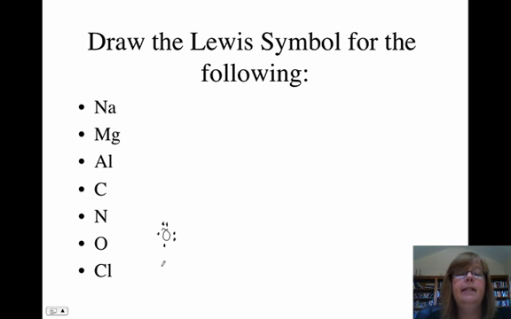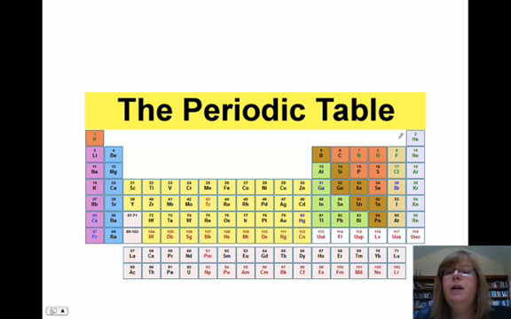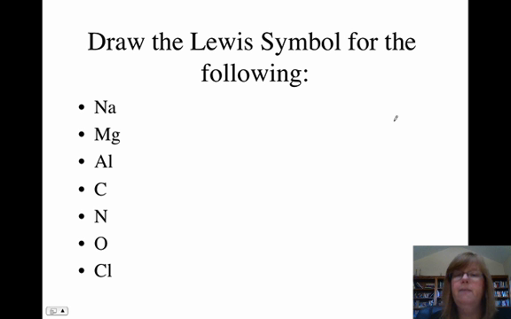Chlorine has 7 valence electrons. Here are the halogen family, so 7 valence electrons, and here we go. 1, 2, 3, 4, 5, 6, 7. Okay, Lewis dot symbols. Again, it's just the symbol for the element, and each dot represents a valence electron.